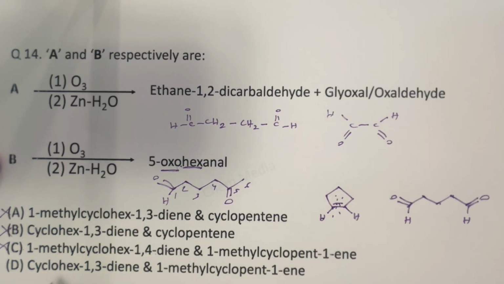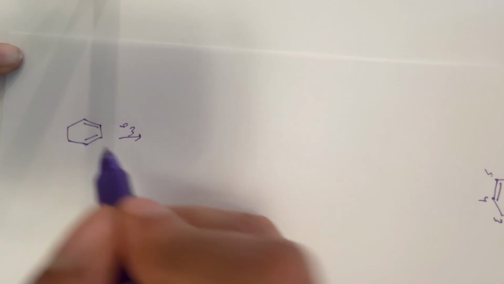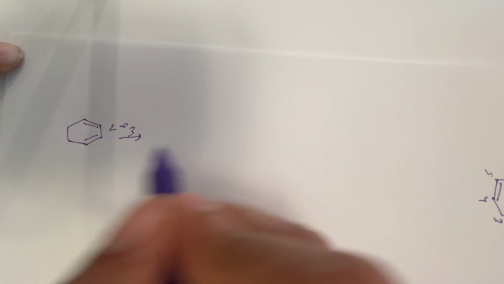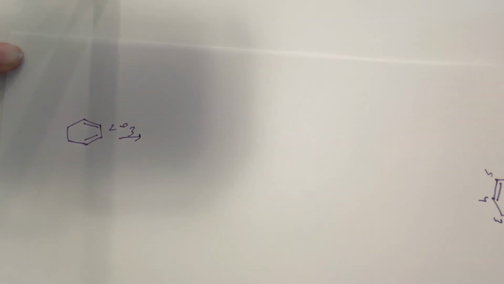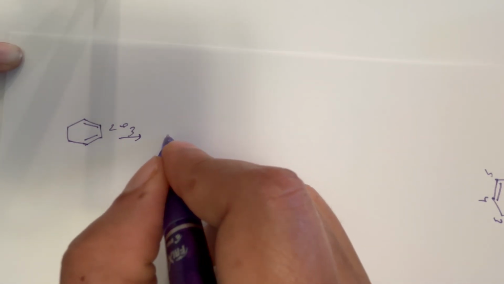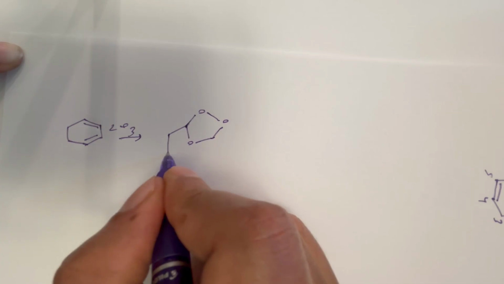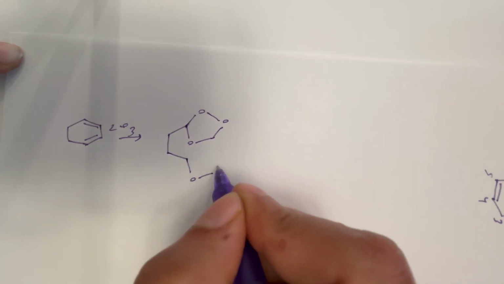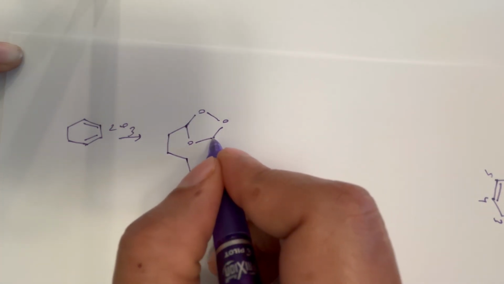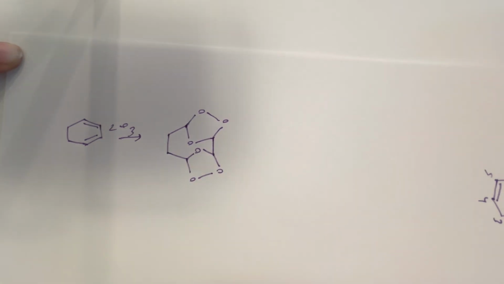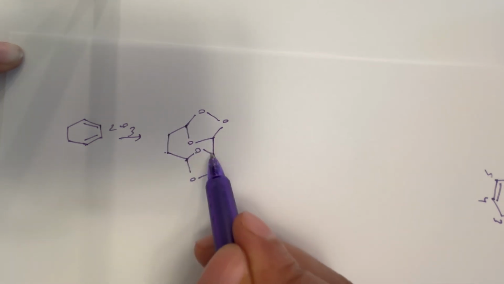But on the contrary, if cyclohex 1,3 diene undergoes reductive ozonolysis, then we will get these 2 products. So this is the structure of cyclohex 1,3 diene. So if this undergoes ozonolysis, then what will happen? We will get the diozonide because we have 2 double bonds. So how our intermediate will look like? The intermediate will look like this. So that's how our intermediate will look like. Do we have 6 carbon atoms? So 1, 2, 3, 4, 5, 6 we have.